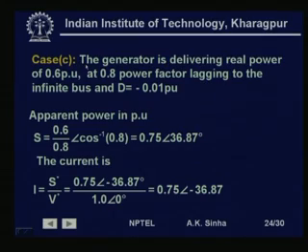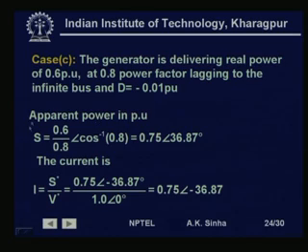So, again we are taking the example where the generator is delivering real power of 0.6 per unit at 0.8 power factor lagging to the infinite bus, and the damping D is minus 0.01 per unit, a very small negative damping. What happens because of this? Again same thing, apparent power we are getting as 0.75, with an angle 36.87. So, the current is coming out to 0.75 with an angle minus 36.87.